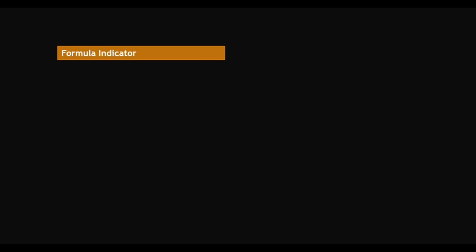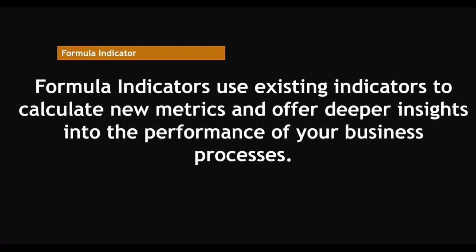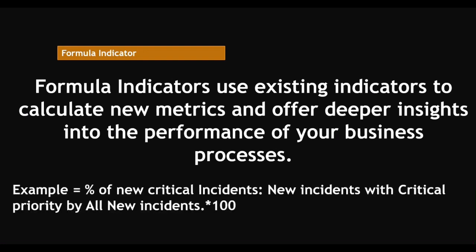So what is a formula indicator? A formula indicator uses existing indicators to calculate new metrics and offer deeper insights into the performance of your business process. It is nothing but building formulas with existing indicators. For example, the percentile of new critical incidents: you take the indicator new incidents with critical priority, divide by all new incidents, and then multiply by 100.